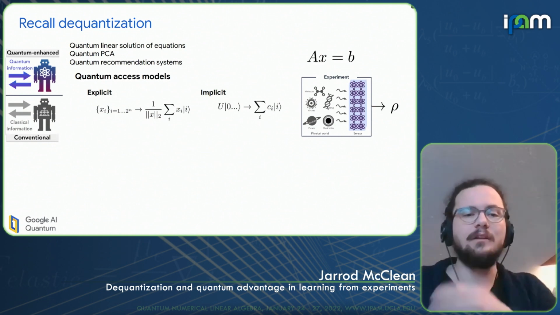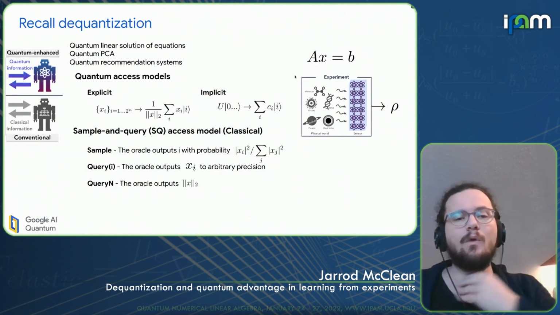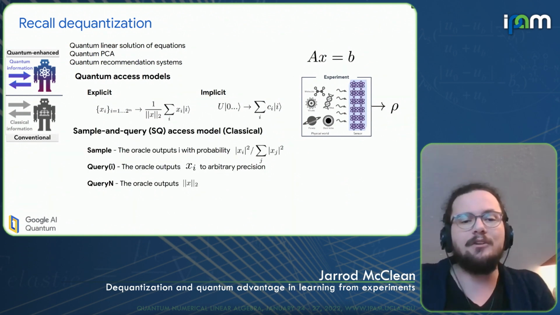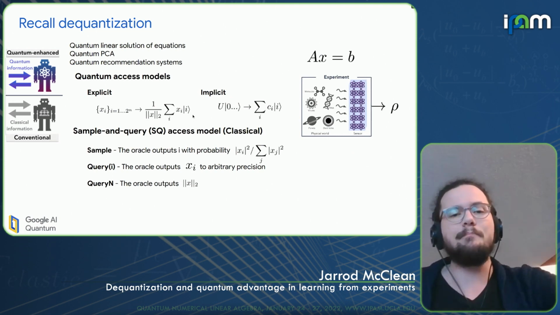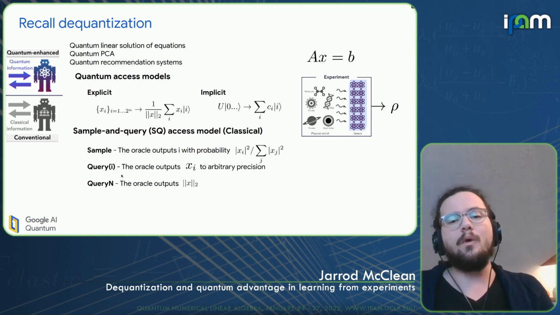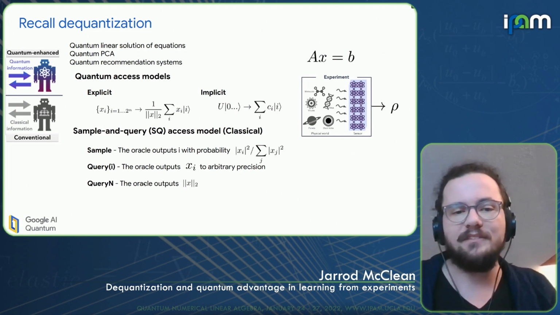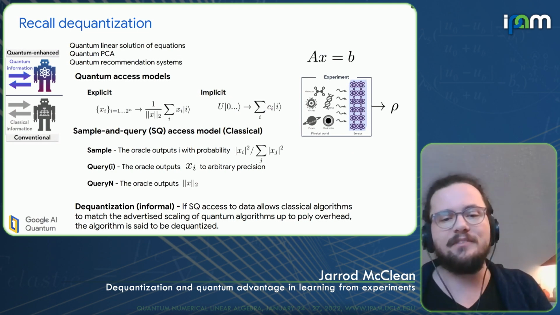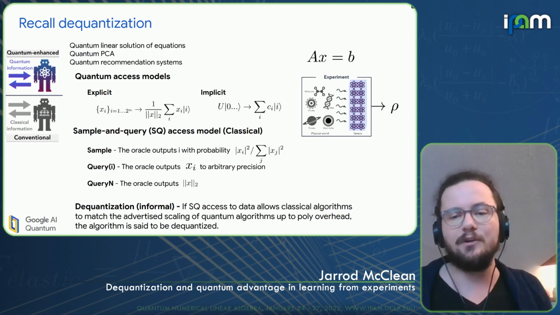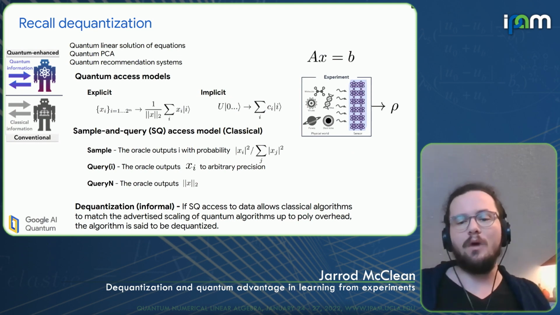And what the dequantization literature, started by Ewin Tang and many others, says is that it's not really a fair comparison to compare directly to stored memory. Really, you should think about models where you have the ability to probabilistically sample from these amplitudes, to query any one of these entries, because granted you wrote it down, or to simply output the norm of this vector. And if this type of access allows classical algorithms to match roughly the advertised scaling of your quantum algorithms up to a small overhead, we will sometimes call this algorithm dequantized.